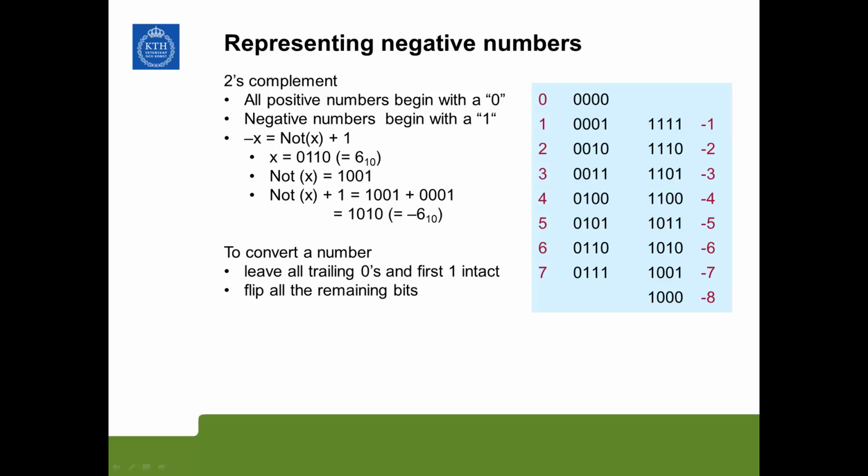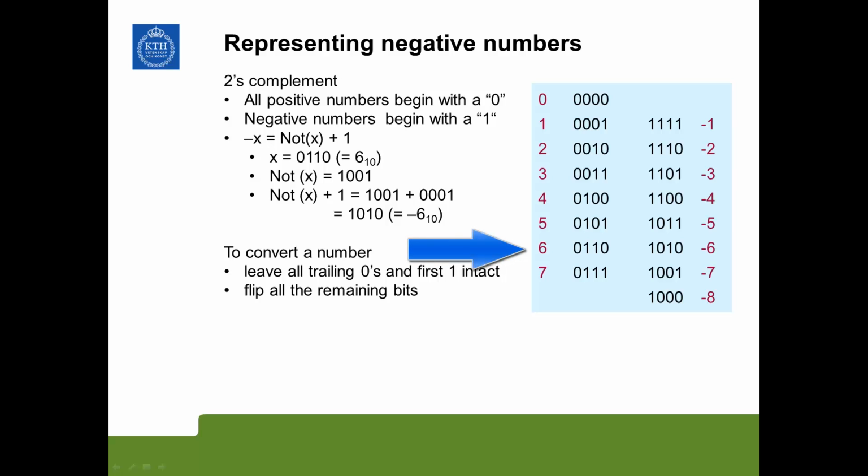A simple way to convert a number is to leave all the trailing zeros and the first one intact, and then flip all the remaining bits. So for instance, if we take minus 6 here, we would leave the trailing 0, 0, we would leave the first 1, and then we flip the remaining bits. So we flip this to a 1 and flip this to a 0. So we get 0, 1, 1, 0, and this corresponds to 6.